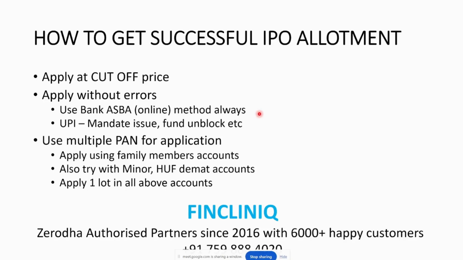You directly apply in the bank page. If you get allotment, you get the shares credited directly to the demat account. If you are not getting allotment, the funds are unblocked back to the bank account. If you are using UPI, there are many issues. Sometimes the mandate will never come. You need to wait for days together, and in the worst case the funds never get unblocked even after the mandate end date.